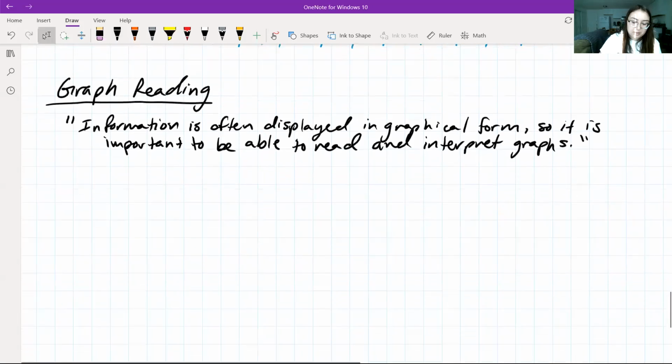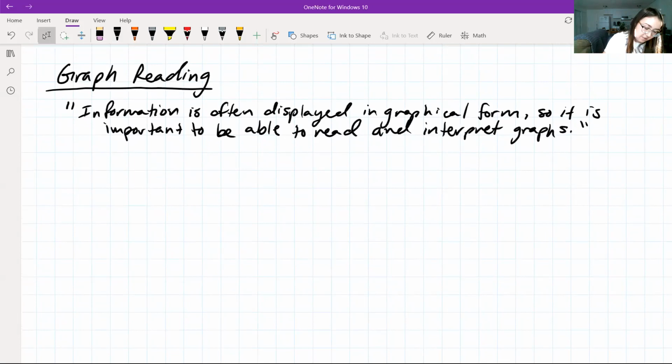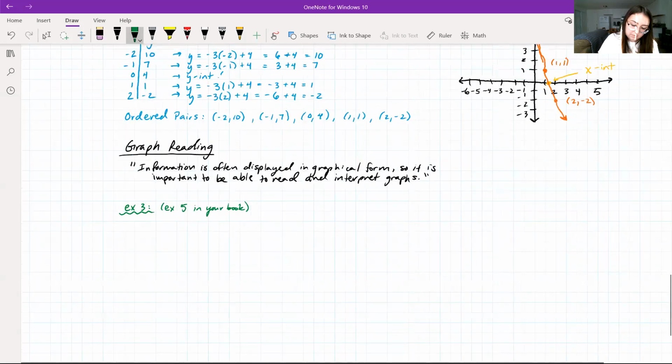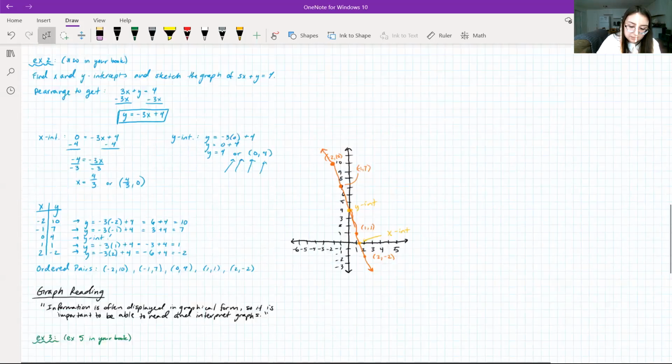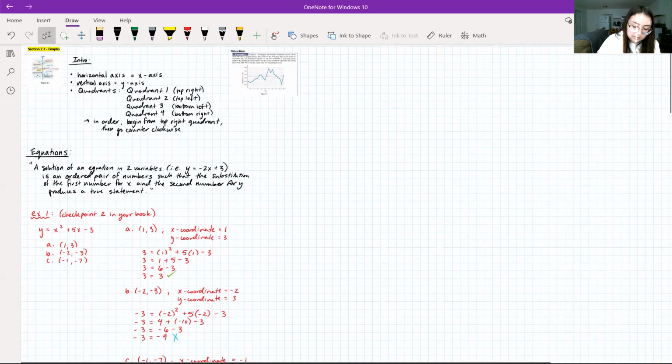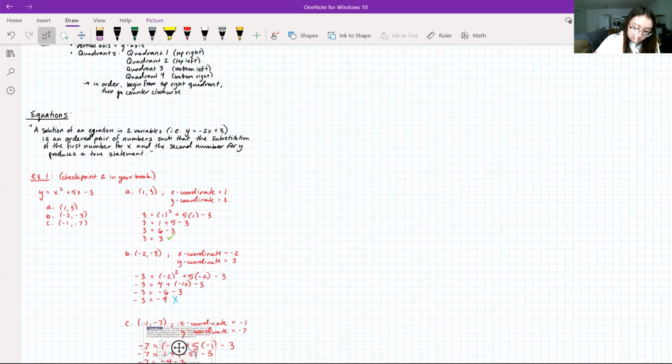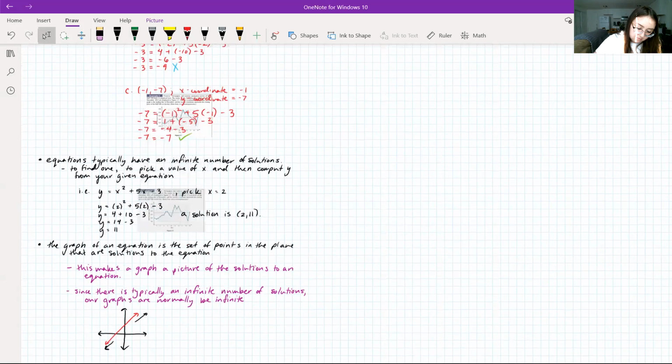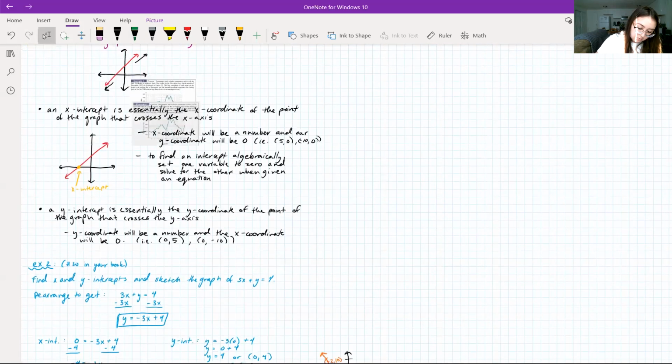So for graph reading, it's important to just look at examples. So we're going to have another example, and we'll pick green. So example 3, which is going to be actually example 5 in your book. And I saved an image up here before we started, so I'm going to grab it and bring it down.